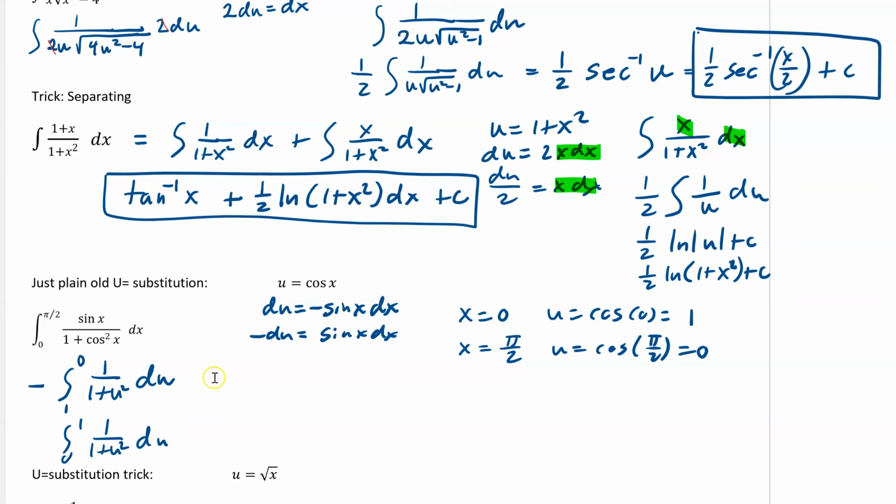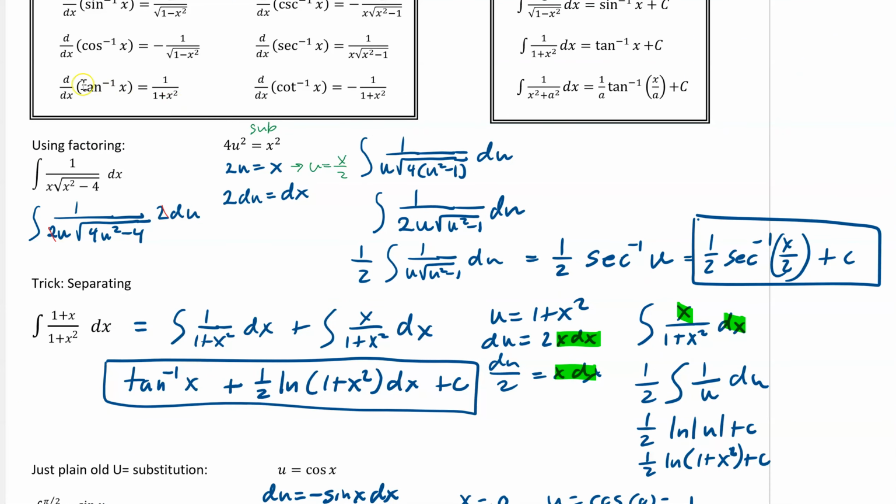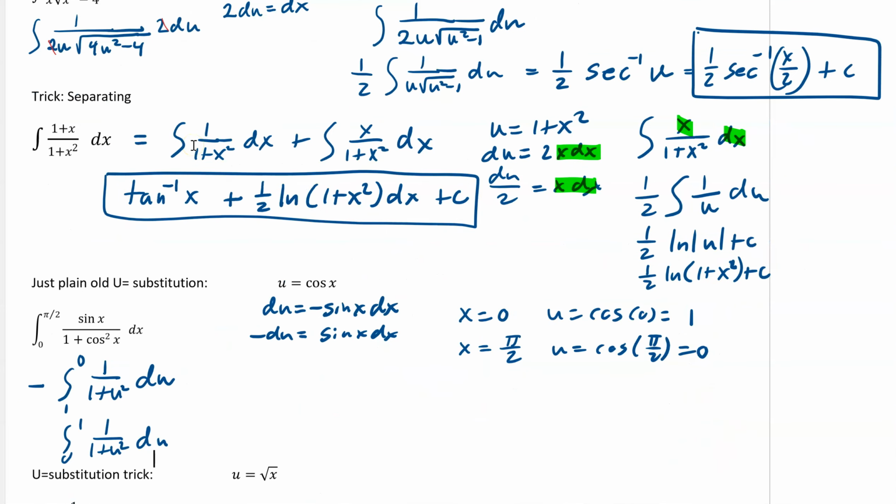All right, so 1 over 1 plus u squared. That is inverse tangent u. Plus c. And then our u here is, oops, not plus c. This is an interval, 1 to 0. I was going to go back and just plug in the cosine, but we're not doing that here. This is a definite integral. So we plug in the 1.